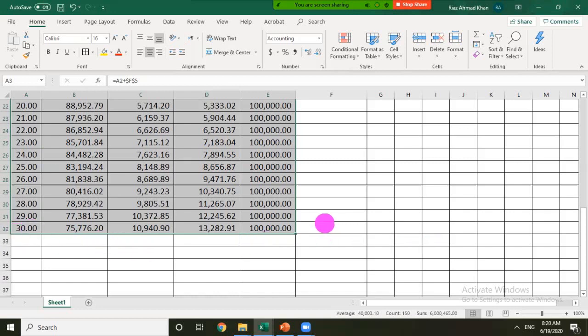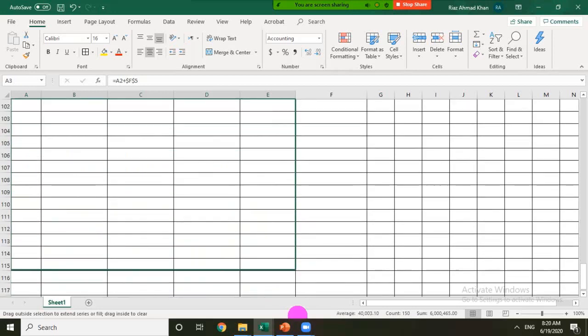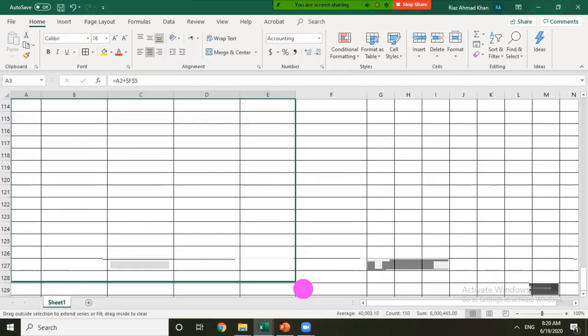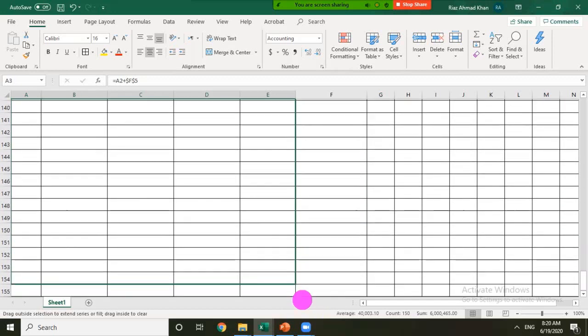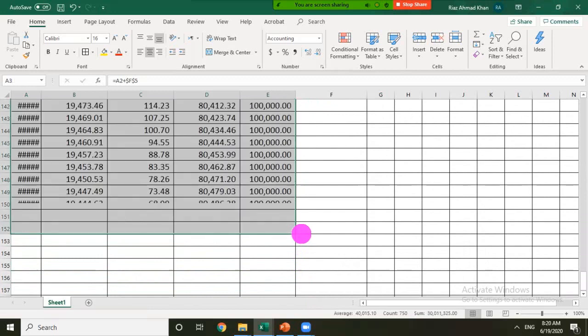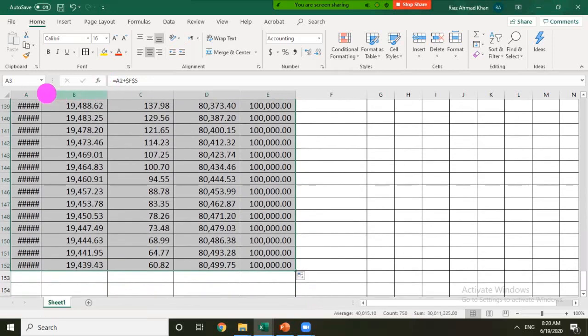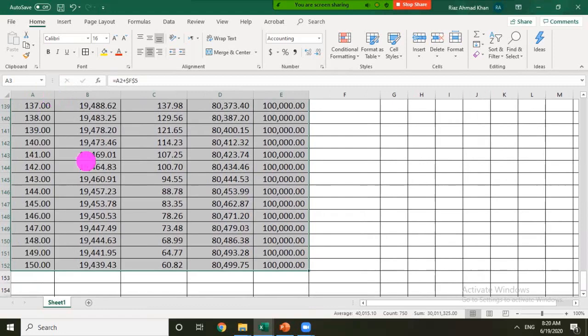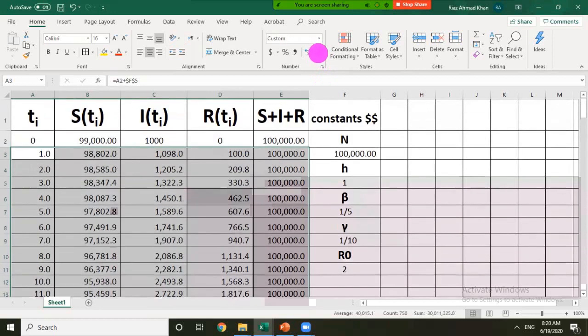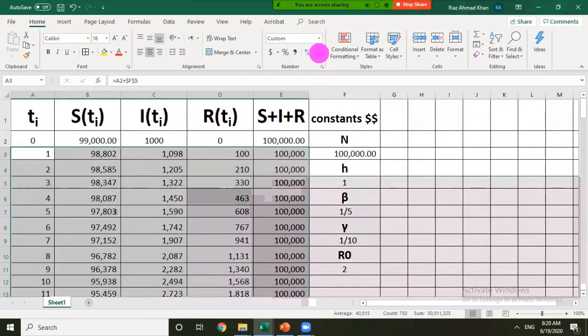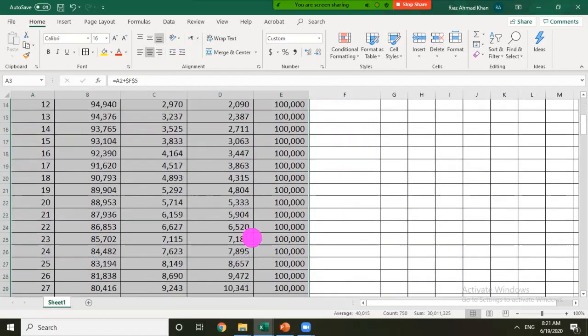We can further apply it to the remaining cells. For example, we can do it up to 150 days. We can also do this so that we get whole numbers.